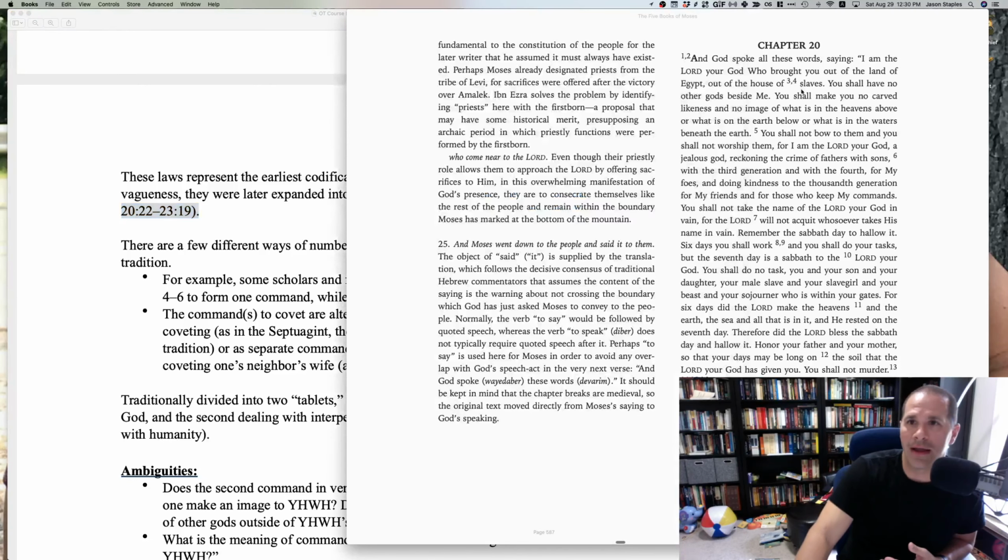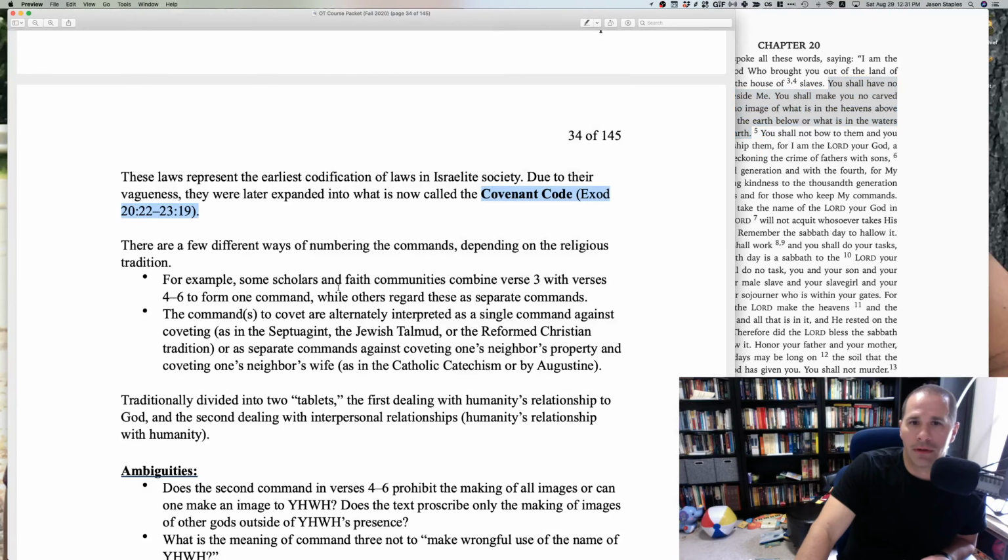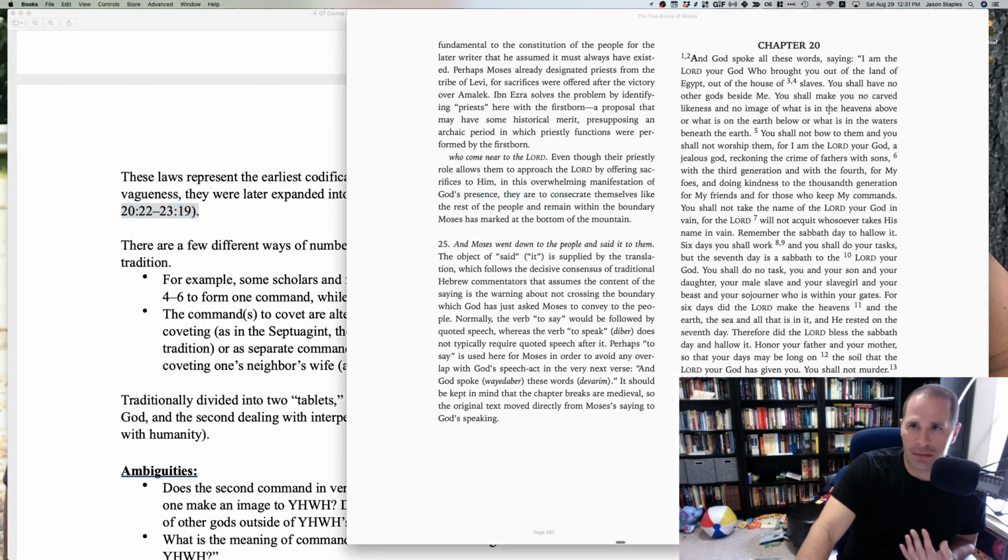So if we're looking at that, verse 3 is, you will have no other gods before me. You will make no carved likeness and no image of what's in the heavens above or what's in the earth below or what's in the waters beneath the earth. So putting those two verses together, you get no other gods before me and no carved likeness or image of those gods. That's one command. But in other traditions, you will have no other gods before me is a separate command.